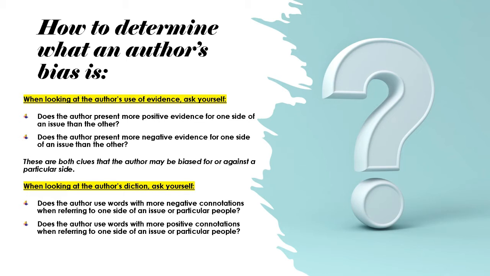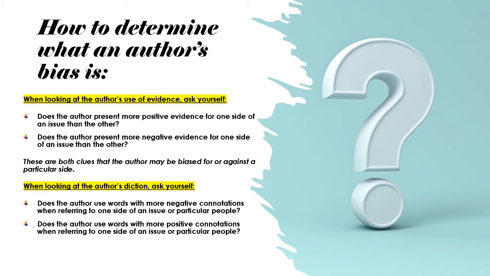When looking at the author's diction, ask yourself, when you say diction, this is the use of words. Does the author use words with more negative connotation when referring to one side of an issue or particular people? Does the author use words with more positive connotation when referring to one side of an issue or particular people? When you say connotation, this is your idea or feeling that a word invokes in addition to its literal or primary meaning. Okay, it's your own meaning that you refer to a certain thing or word.